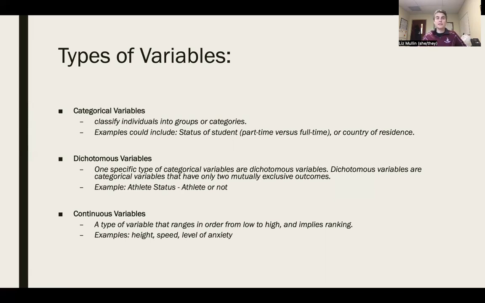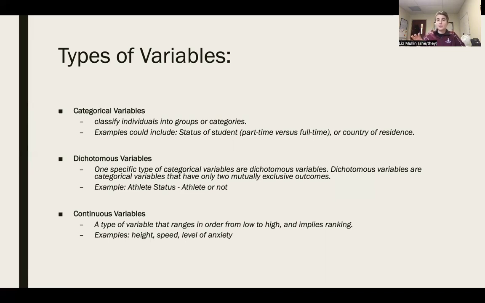A very specific type of categorical variable is called a dichotomous categorical variable. This is when it has to be down to two groups only. And you hear that "di" as a prefix, meaning two. So athlete status, being an athlete or not, could be an example of a dichotomous categorical variable. That's a special case, and it leads us into some special things we can do statistically. So it's helpful to know.